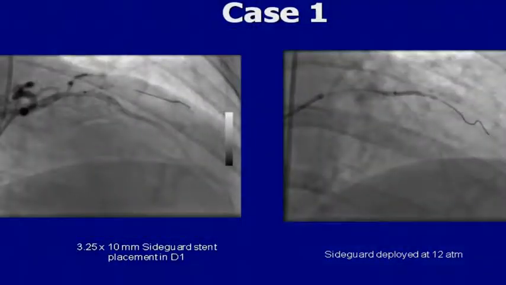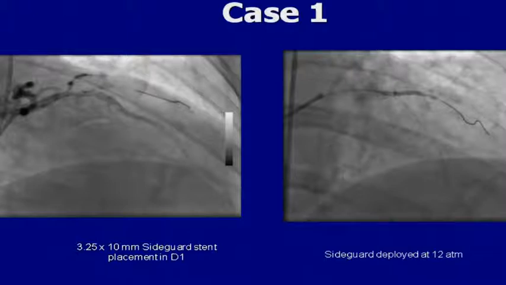In the first slide, you see the positioning of the SideGuard with the big dot just at the interface between the LAD and diagonal. And it's crucial to use 2 or sometimes 3 views to make sure that you've got this point right. And this is probably the most crucial part of the procedure, getting the alignment and the positioning of the SideGuard absolutely spot on. Once you do that, you can see the capillary SideGuard is blown up here.